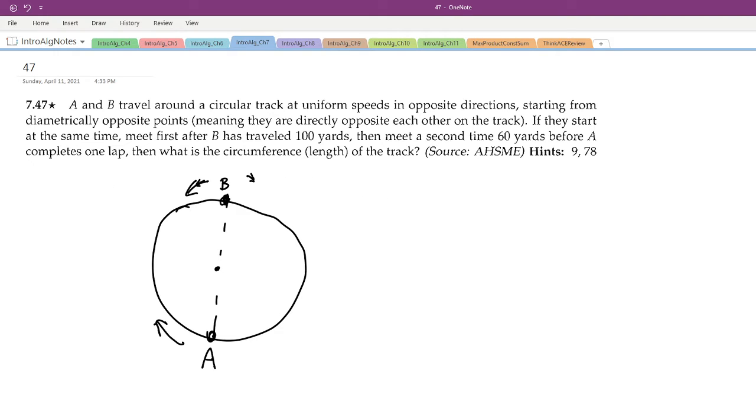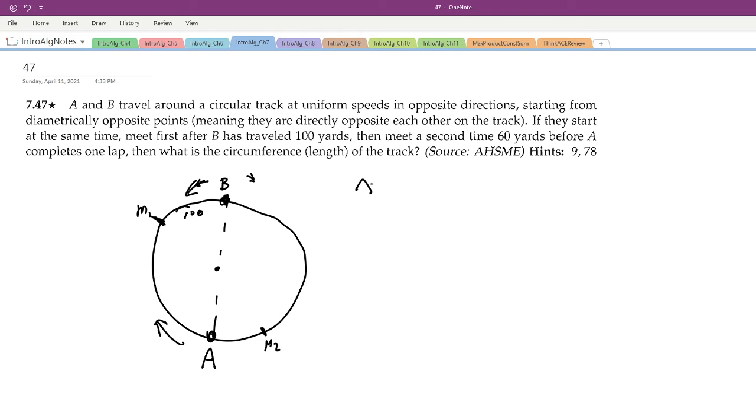They start at the same time, and they meet first after B has traveled 100 yards. For example, this is the first meet, M1. B has traveled 100 yards. Then they meet the second time 6 yards before A completes the whole lap. So this is the second meet. Now let's see, it lets you calculate the circumference.